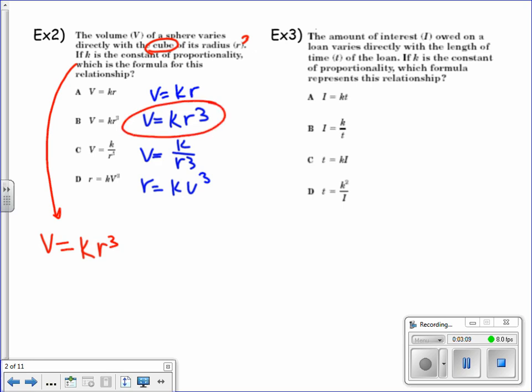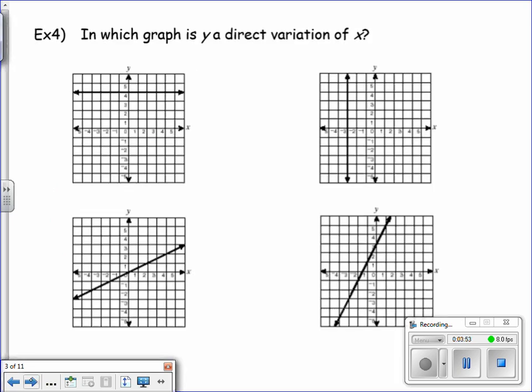All right, over here, this one right here is t equals k squared over i, just in case you can't read it. The rest are okay. So the amount of interest owed on a loan: I equals, it varies directly with the length of time of the loan. So k comes next, and the length of time is t. So I equals kt, just like letter A. There's nothing talking about a square. Here, the t and the i are in the wrong place. Here, the t is underneath the k. It's not supposed to be like that for direct variation. All right, going on to the next one.